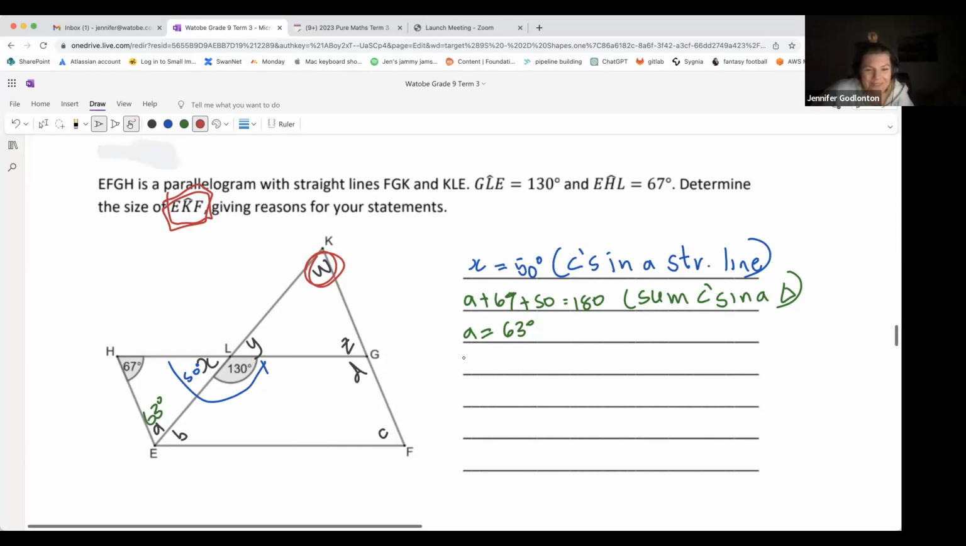Oh, ma'am, I didn't read the question. You silly banana. Read the question. So W equals 63, ma'am. Why? Because alternate angles are equal. Beautiful. Trying to make your life so hard. I don't know, ma'am. Nice job, though. That was brilliant.